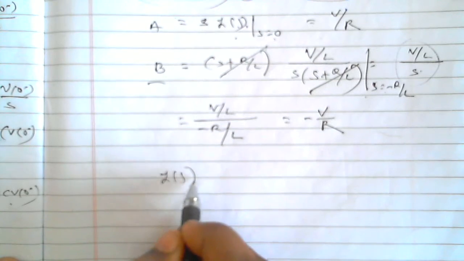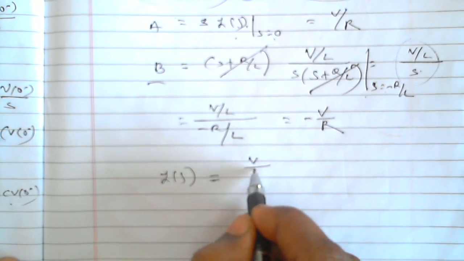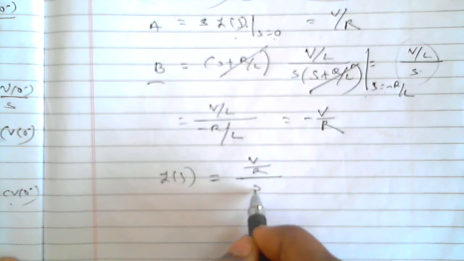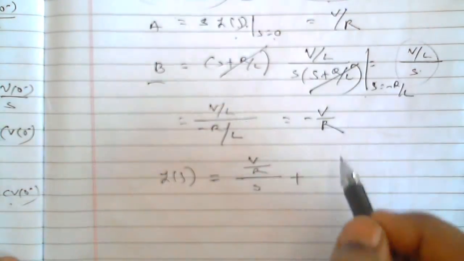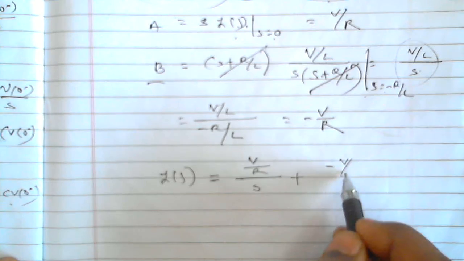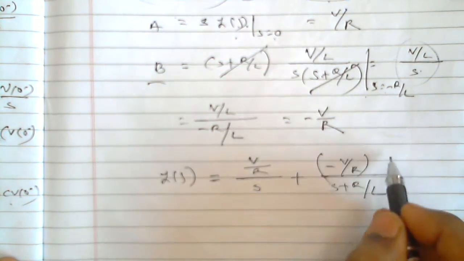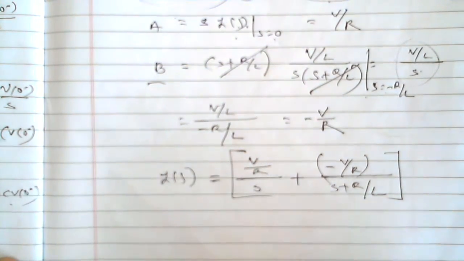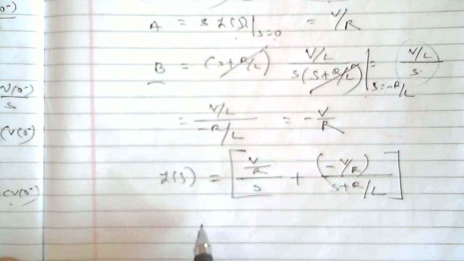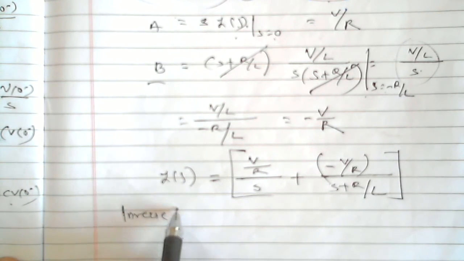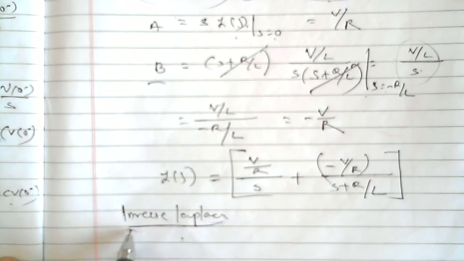So now I of S equals, instead of A I will write the value V by R upon S, plus B, which is minus V by R, divided by S plus R by L. Okay, now this is I of S, but we are interested in finding the time domain equation. So we have taken the Laplace transform, but now we will take the inverse Laplace because we require the equation in the time domain.